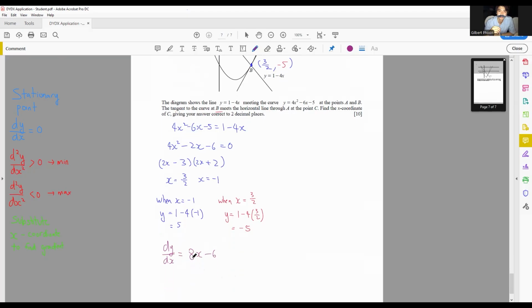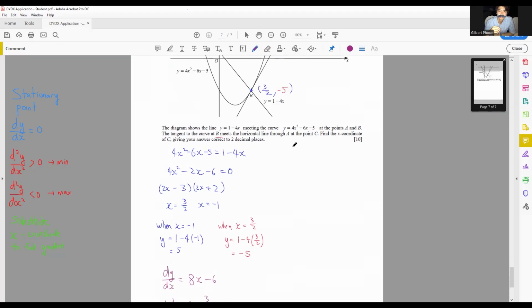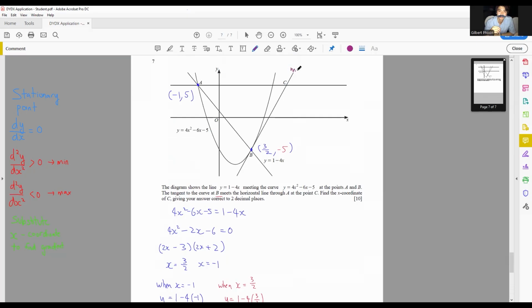And from the differentiation, when x equals to 3 over 2, then dy/dx is equal to 8 times 3 over 2 minus 6. This is equal to 12 minus 6, which is 6. So when x is equal to 3 over 2, dy/dx is equal to 6. Meaning to say this straight line here has a gradient of 6.